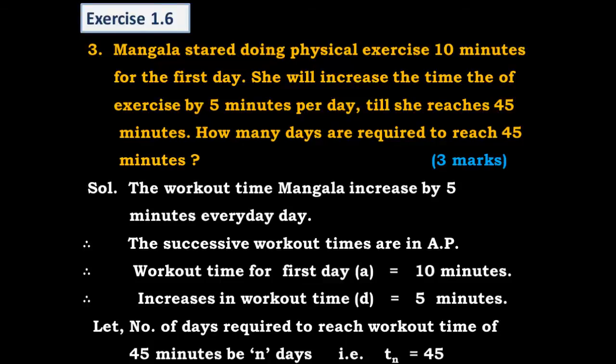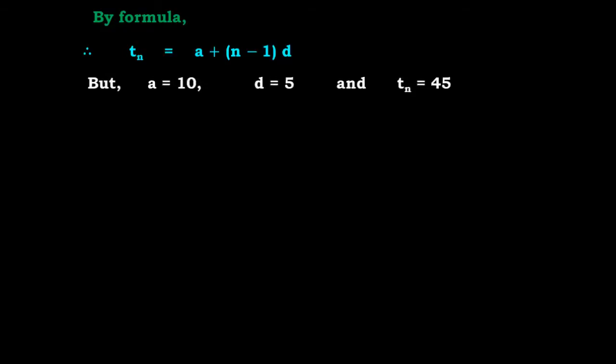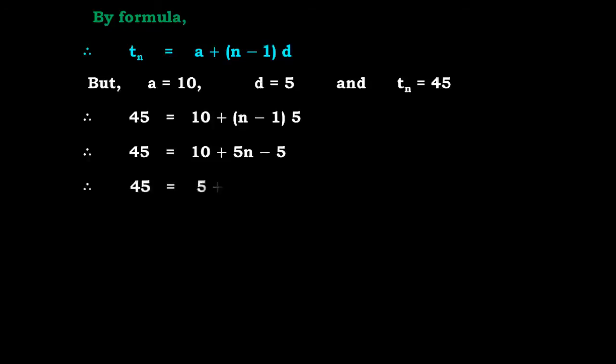So we can calculate by using formula Tn is equal to A plus n minus 1 into D. See, we have to calculate number of days, that is n. So we can substitute A is equal to 10, D is equal to 5 and T of n is equal to 45. So 45 is equal to 10 plus n minus 1 into 5. So 45 is equal to 10 plus 5n minus 5. 10 minus 5 is 5. So 45 is equal to 5 plus 5n.